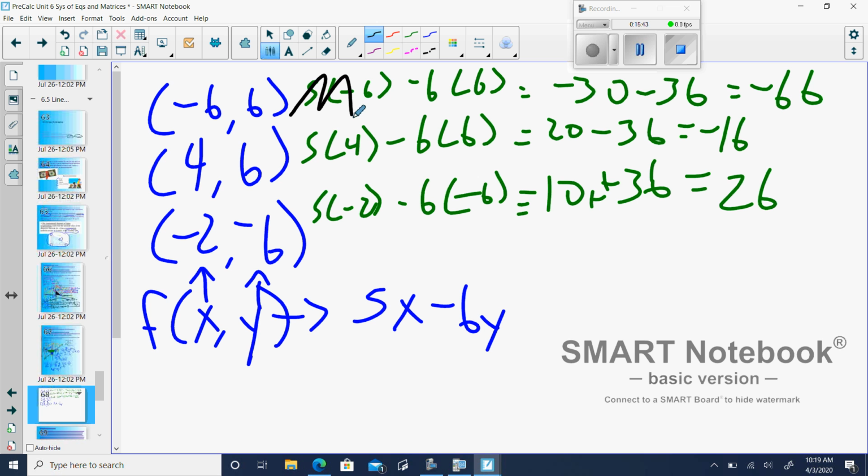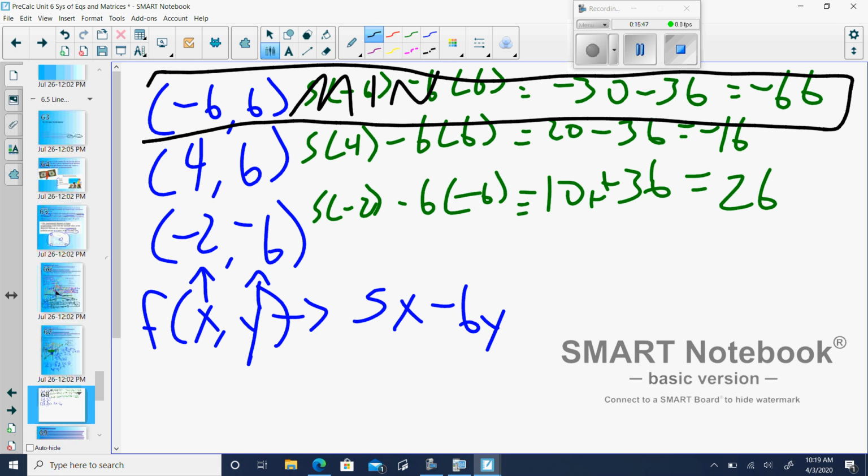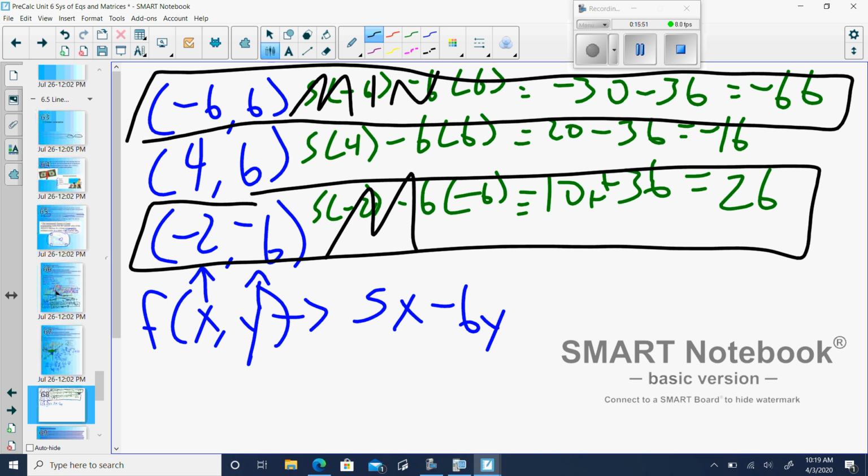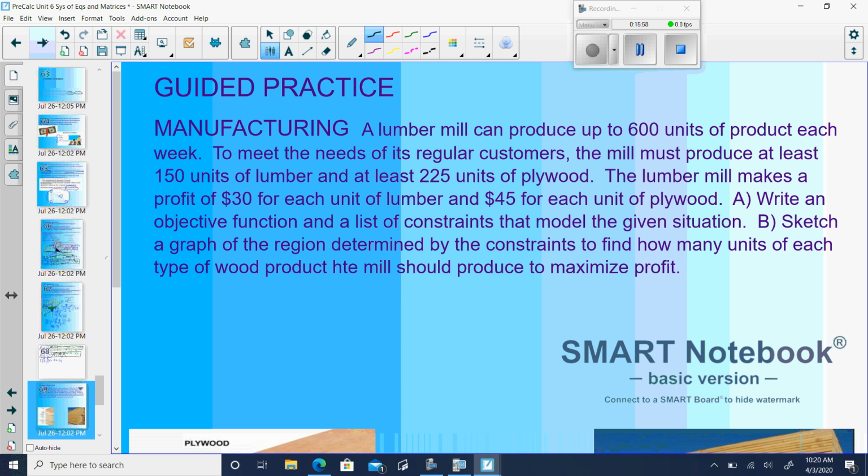So this becomes our min. And then negative 2, negative 6 is our max. All right, that's not so bad, is it? This one, a little bit of a bear, possibly.